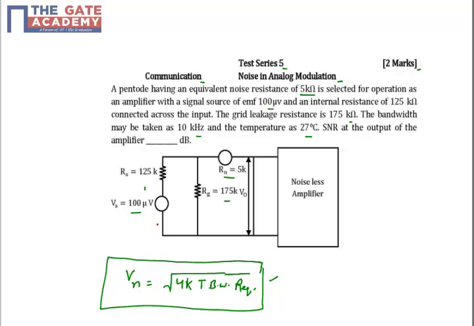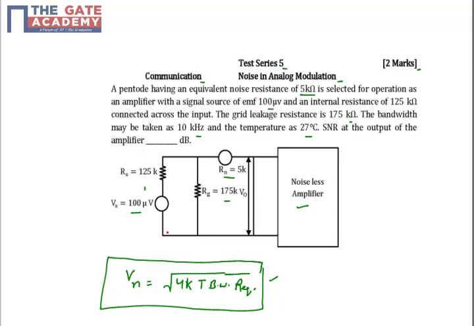Because we need to calculate the output SNR, but the question says that the amplifier is noiseless, whatever SNR we have on the input side will be present on the output side, because the amplifier does not provide any additional noise. So we will just calculate the input signal power and the input noise power, and the SNR of that will be my output SNR.